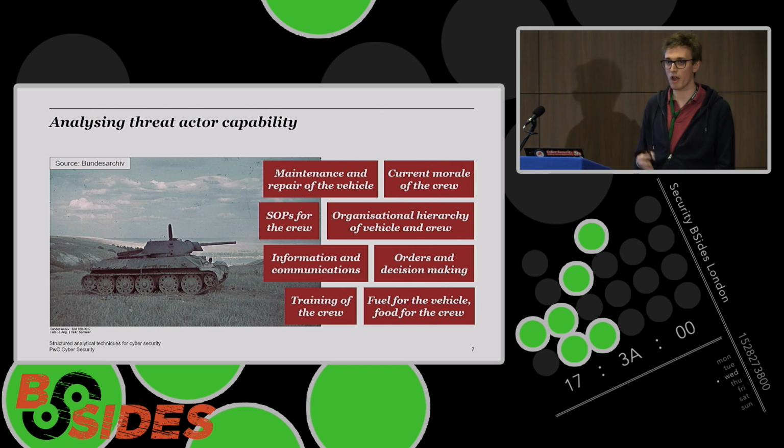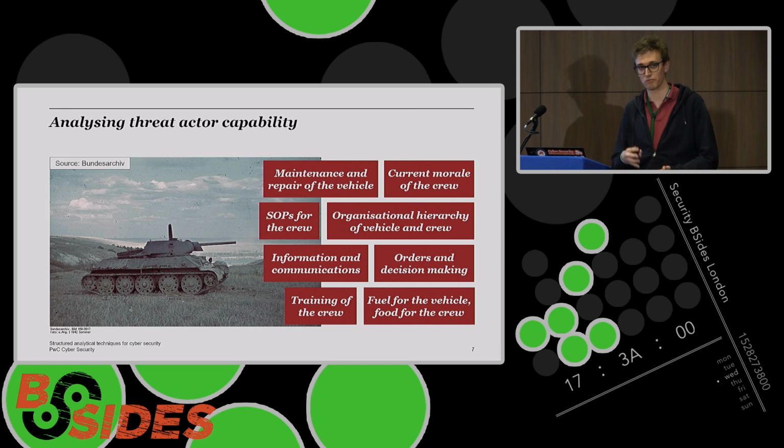What's the organizational hierarchy of that vehicle and the crew, and where does it fit within the wider army? Where does it get its orders from? How does it make decisions when it doesn't have orders? Where does it get fuel? How does it maintain itself? Is it repaired well, et cetera, et cetera? All those different questions allow us to evaluate the threat that tank poses by thinking about more than just the gun that it might have on it.